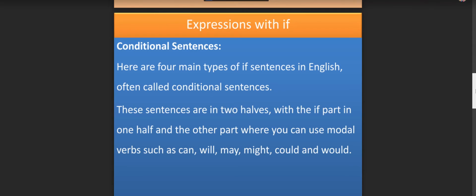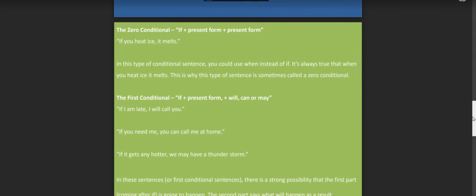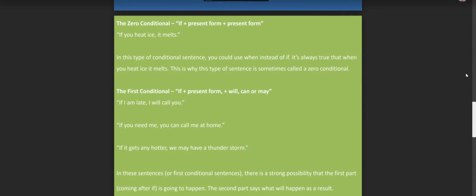Right? Let's come to them one by one. Right? First one is the zero conditional: if plus present form plus present. If you heat ice it melts. هاي جملة شرطية تسمى. Right? If you heat ice، تسخن الثلج، it melts، يذوب. Right? So هذا هنا أكو شرط.